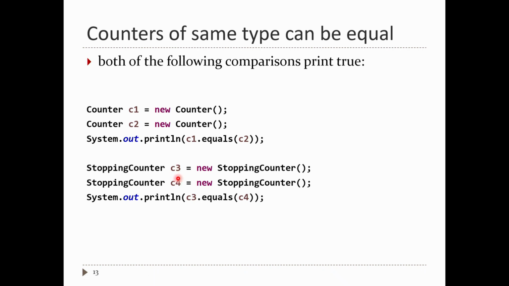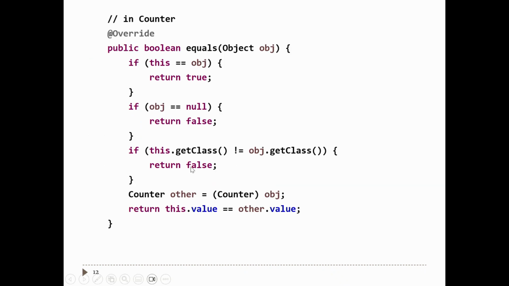If I make two stopping counters, C3 and C4, they're both stopping counters. Then inside equals, this getClass is StoppingCounter, obj getClass is StoppingCounter. They're equal, so we don't return false. On the next line, obj is a StoppingCounter. Can I convert that to a Counter, or can I cast it to a Counter? The answer is yes, you can. So this cast works even if obj is a subclass of Counter.